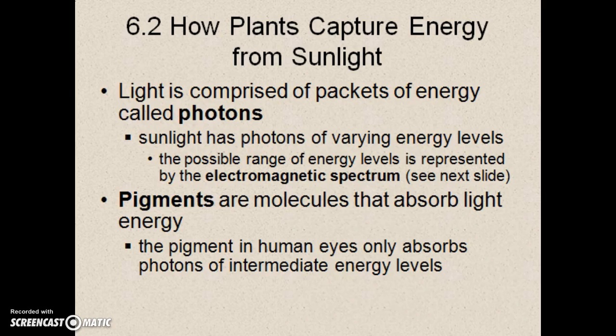How these photons get absorbed is through pigment molecules that are embedded in the thylakoid membrane. And these pigment molecules are commonly chlorophyll A and chlorophyll B. They reflect the color green, and they absorb all the other wavelengths of light, all the other colors, like red and blue and yellow.